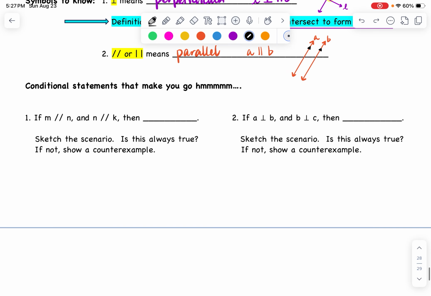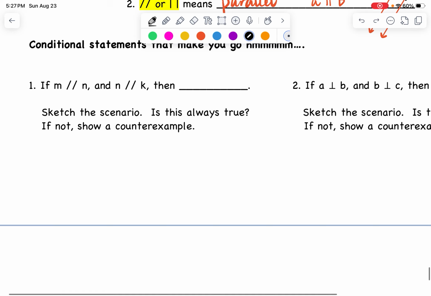Okay, lastly, these are little conditional if-then statements that make you wonder if that's true all the time or not. So I'm going to fly through this pretty quick. The first one is pretty easy. It says if M is parallel to N and N is parallel to K, then what conclusion do you think can be made? All right, well, I'm going to draw a little picture of that.